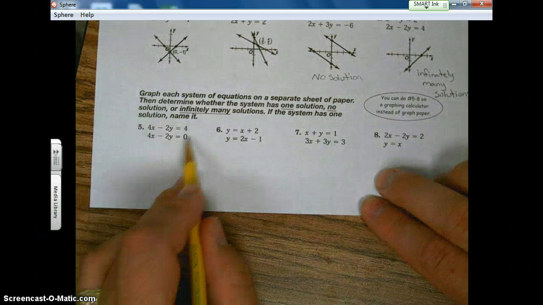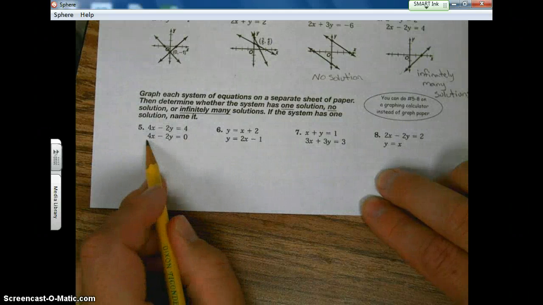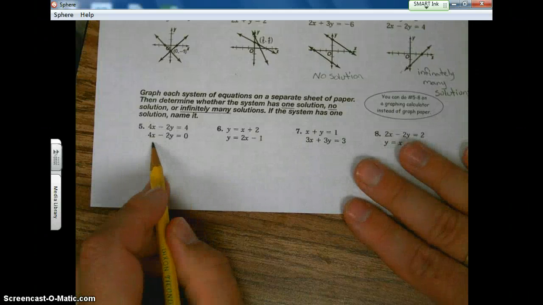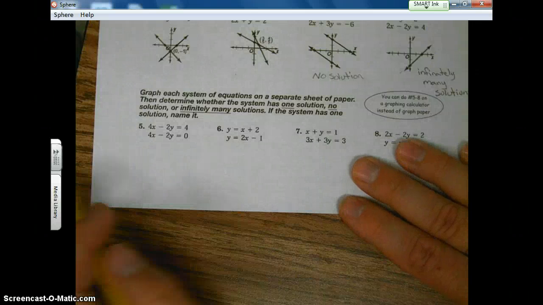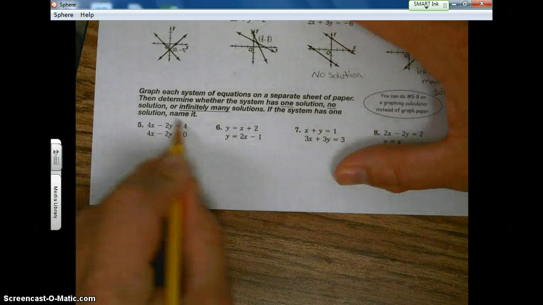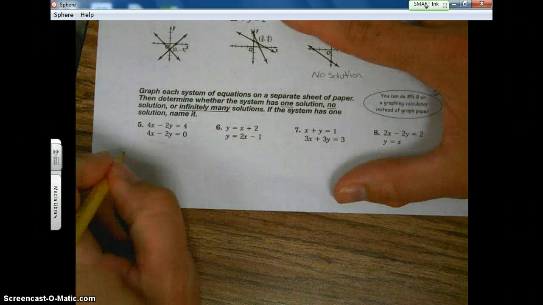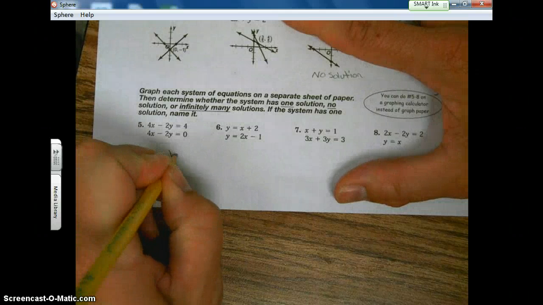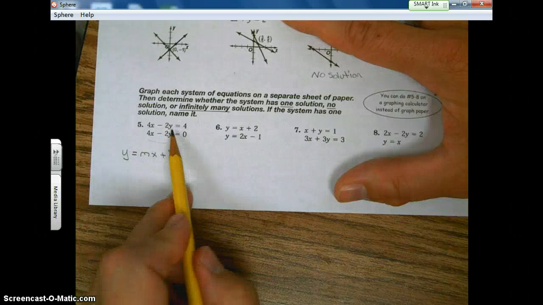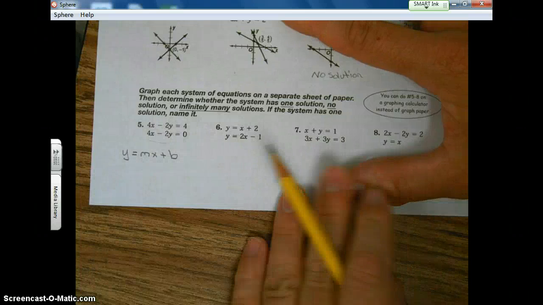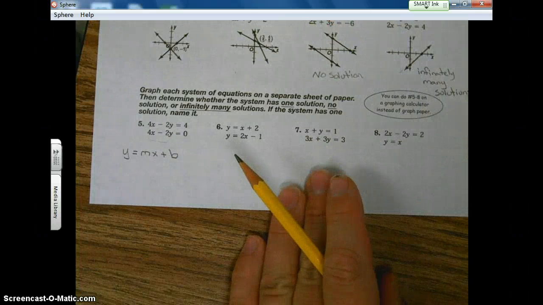Well, we want to graph this. My tendency here is to use the elimination method, because if I subtract the x's, they disappear. But since it says to graph, we're going to need to put these into graphing form. Remember, graphing form is y equals mx plus b, which means we want to isolate the y in this problem. So let me get another piece of paper so I can have a little bit more room here.